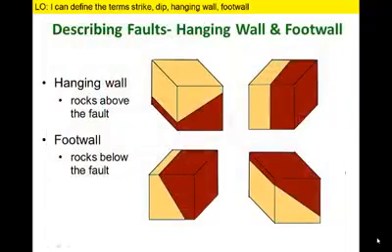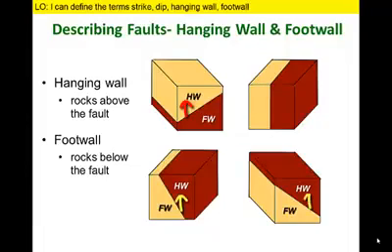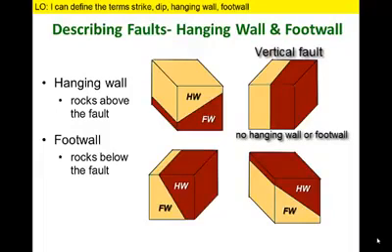Two other key terms that we need to know to classify faults are hanging wall and footwall. Geologists name the block above an inclined fault surface the hanging wall, and the block below the surface the footwall. A simple way to identify which is which is to place your finger on the fault surface and move it upward. It will automatically be located in the hanging wall. The only time we can't use these terms is when the fault is vertical, and neither block of rock can be considered to be above or below the other.